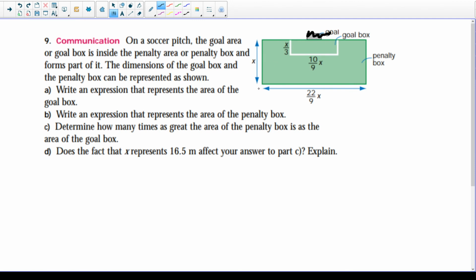Write an expression that represents the area of the goal box. So because this is a rectangle, not a lot of difficulty here. We're expecting you to remember the formula for the area of a rectangle, which we've done multiple times. So it would be 10⁹ x times x over 3.